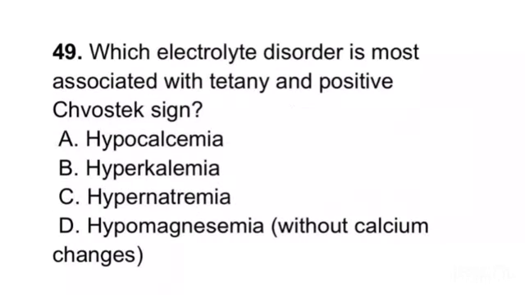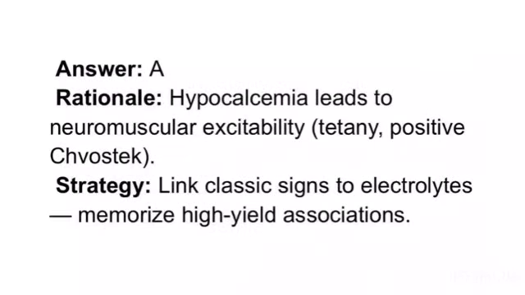49. Which electrolyte disorder is most associated with tetany and positive Chvostek sign? A. Hypocalcemia. B. Hyperkalemia. C. Hypernatremia. D. Hypomagnesemia, without calcium changes. Answer, A. Rationale: hypocalcemia leads to neuromuscular excitability, tetany, positive Chvostek.